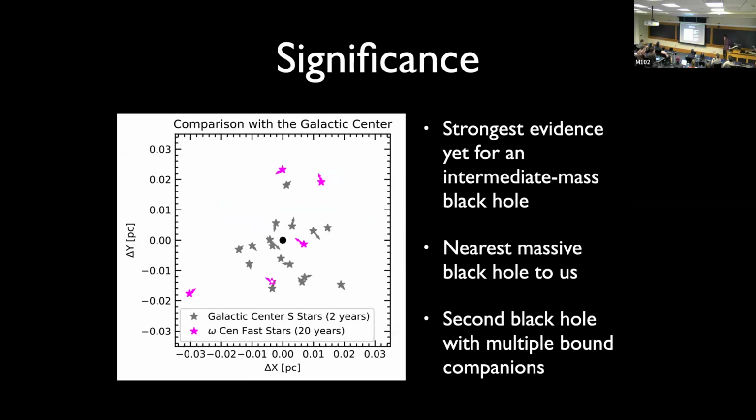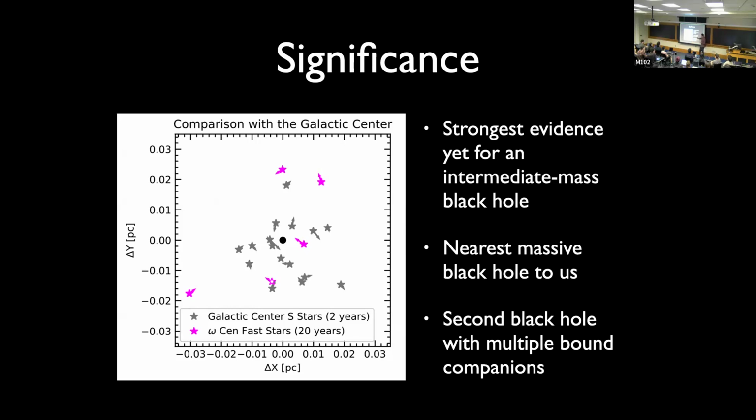So for me, this has been, I think, the most exciting result that I've had in my career. I'm really excited about it, that I've been involved in. People have been looking for intermediate mass black holes for a long time. The previous best candidate was an X-ray source in a galaxy 100 megaparsecs away. It's very hard to study in detail. And this is the strongest evidence for an intermediate mass black hole that we have, I think, in any system. It also is the nearest massive black hole to us. And it's the second massive black hole with multiple bound companions.